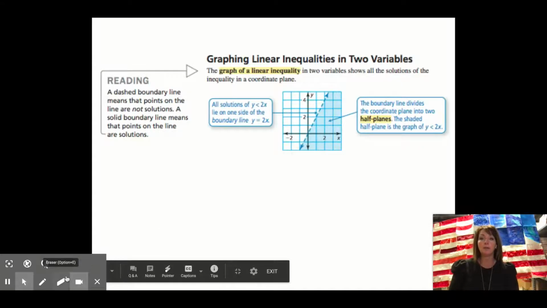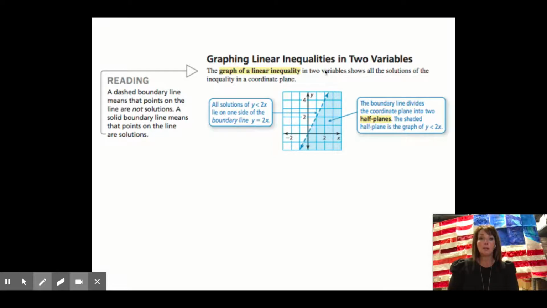All right, now graphing. This is where it gets a little tricky. The graph of a linear inequality in 2 variables shows all the solutions of the inequality in a coordinate plane. So we used to graph just on the number line. Now we're going to graph in the coordinate plane. So we graph the inequality as if it were the equation, okay? It says all solutions of y is less than 2x lie on one side of the boundary line, which is y is equal to 2x.